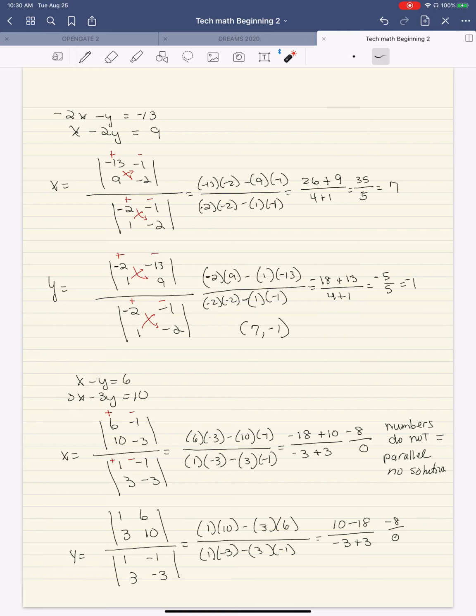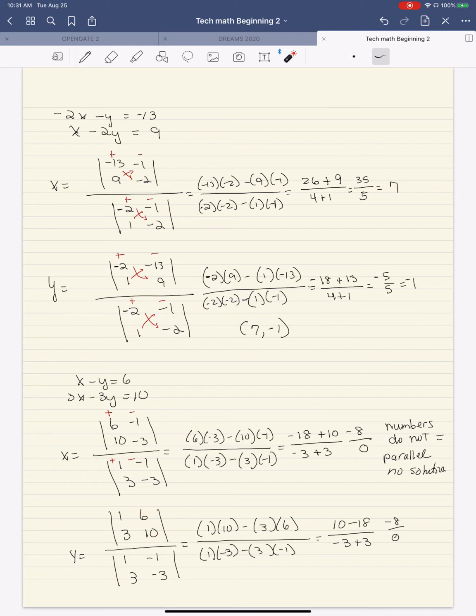So 1, 3, minus 1, minus 3. Numerator for x, take x out, put in the constant term. So 6, 10, minus 1, minus 3. Y, I take y out, put in the constant term. So x is the same, so 1, 3, 6, 10.